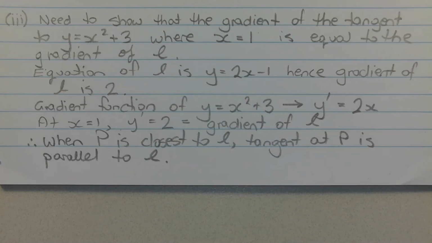Now in order to get the gradient of the tangent to the curve, we need the gradient function of y equals x squared plus 3. And we get that by differentiating y with respect to x. So y dash is equal to 2x. Now at x equals 1, the value of y dash is equal to 2. So 2 times 1 equals 2, which equals the gradient of line L. And if the gradient of the tangent is equal to the gradient of line L, that means they're parallel. Therefore, when P is closest to L, the tangent at P is parallel to line L.